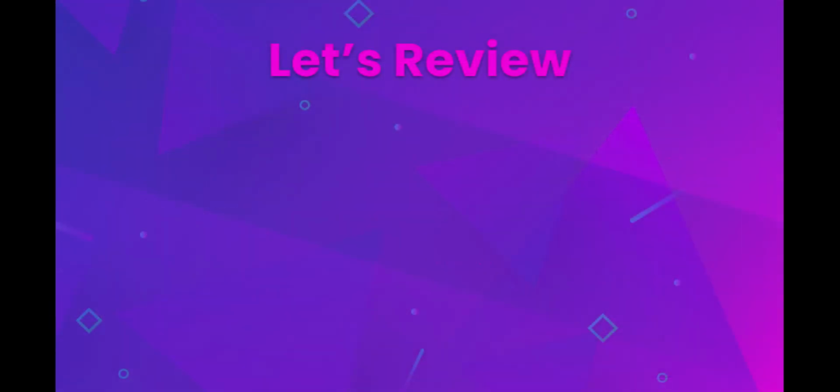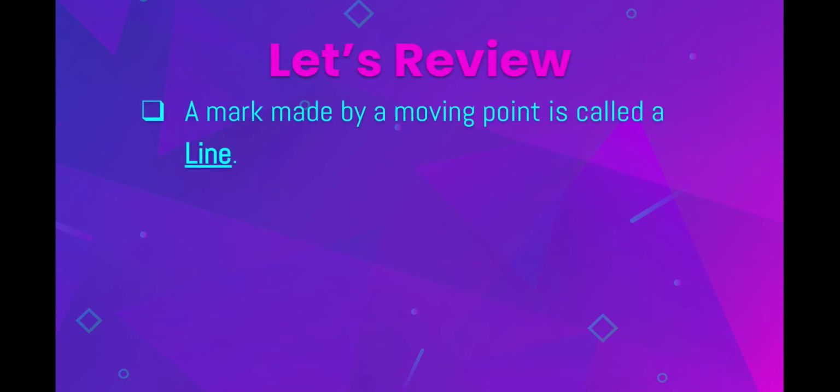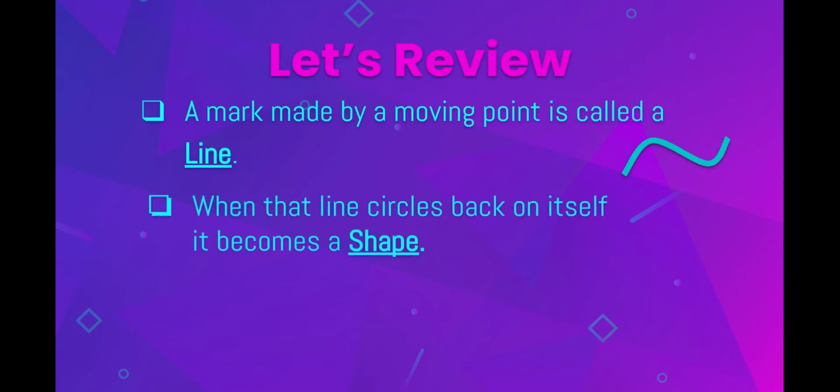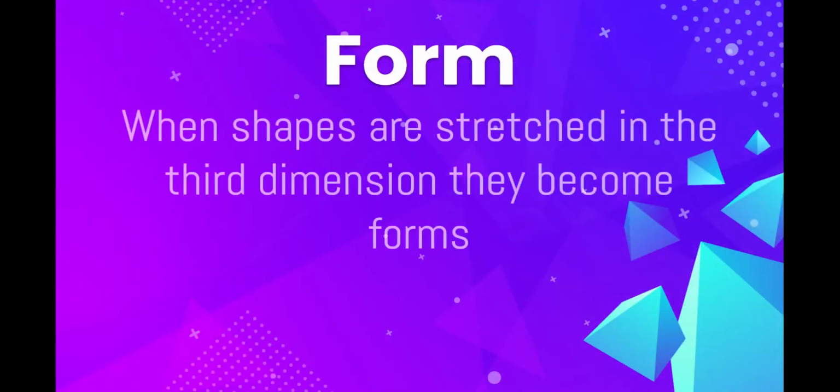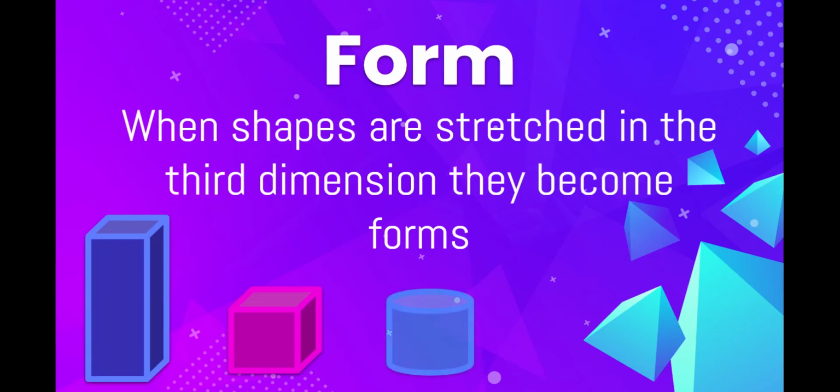So let's review. We've been learning about the elements of art so far this year, and we've learned about 2. The first is line. A mark made by a moving point is called a line. When that line circles back on itself, it becomes a shape. And when the shape becomes 3-dimensional, it creates a form. So form can be defined as when shapes are stretched into the 3rd dimension, they become forms.